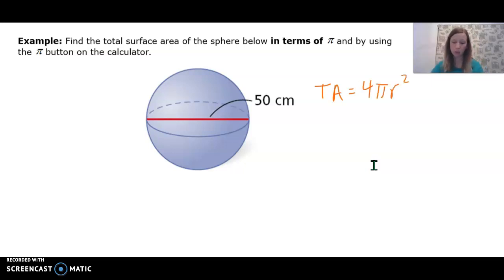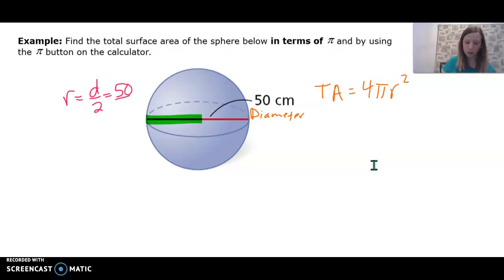So now we need to plug in the radius, but they did not give us the radius. This is actually the diameter. The radius is half of the diameter. So we need to cut that 50 in half. To get the radius, it is the diameter divided by 2. So 50 divided by 2 is 25. So our radius is 25 units.